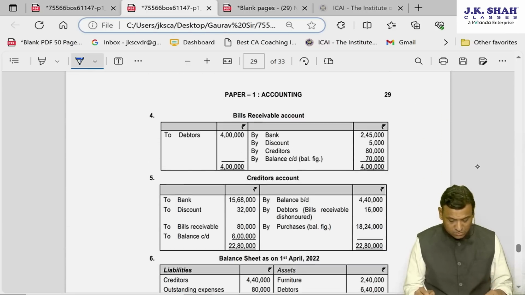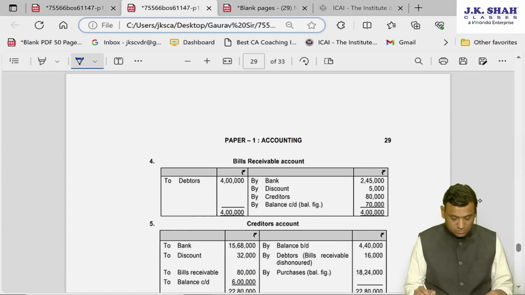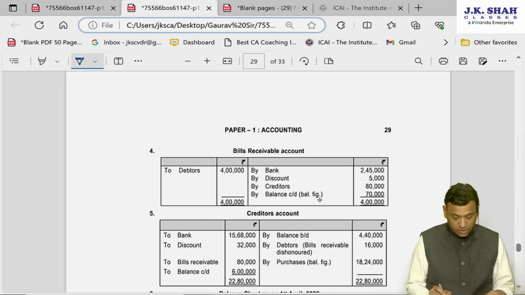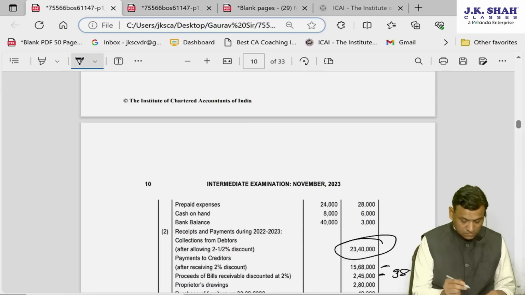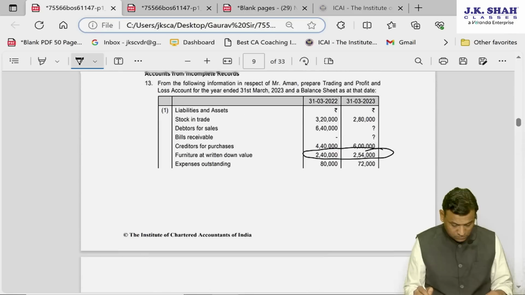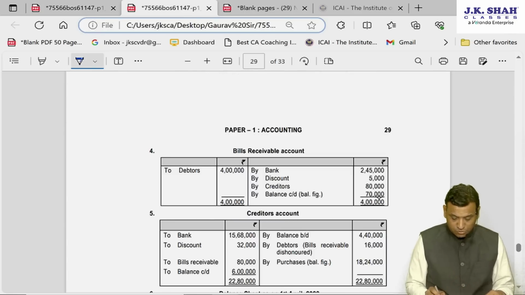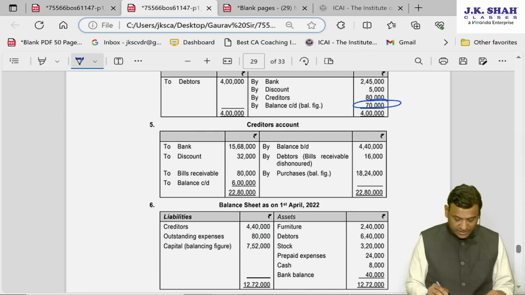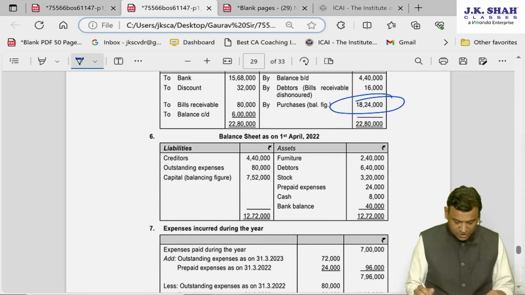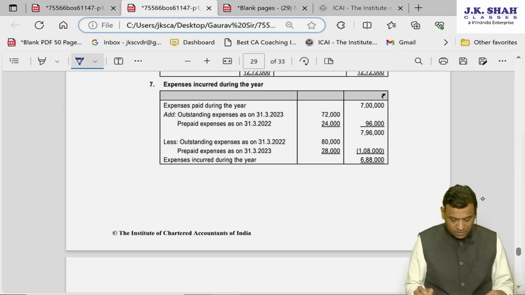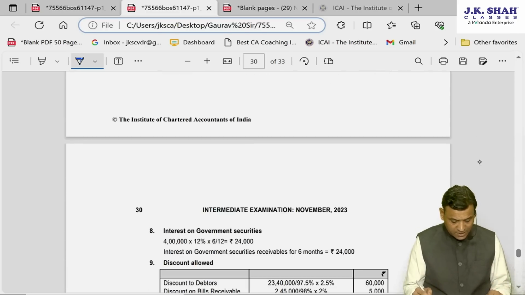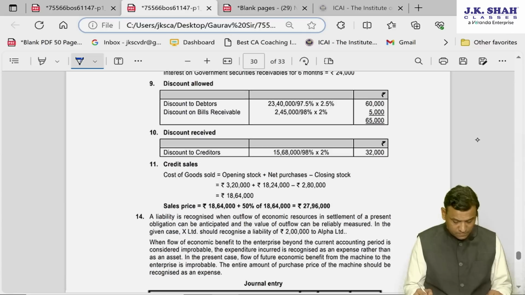Now debtors account, opening balance of bill receivable was 0 only, closing balance was given. That was a question mark, and we have found out that question mark as 70,000. Creditors also, purchases is the balancing figure. We prepare opening balance sheet. Friends, I don't mind doing everything, but it will just take a lot of time because there is nothing new in this.